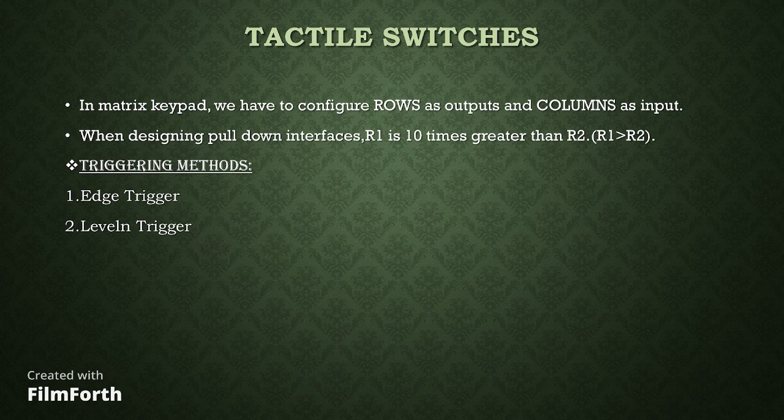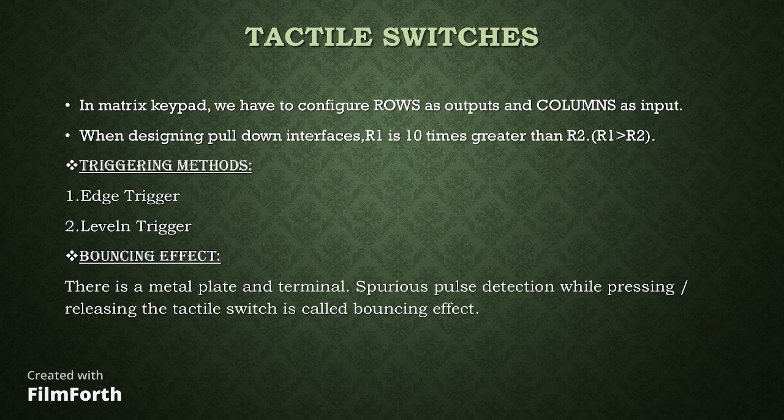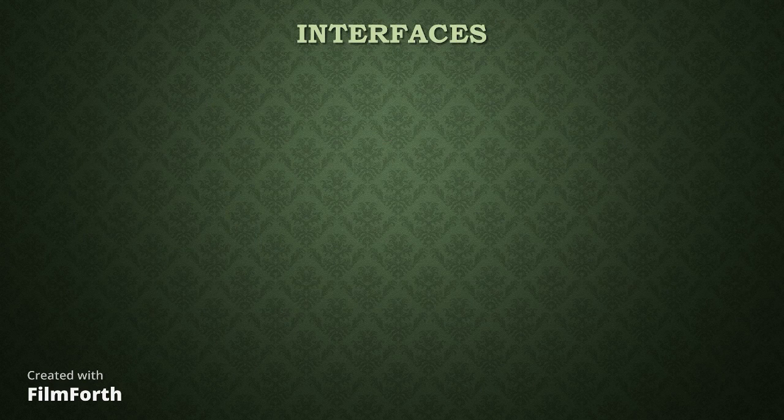Triggering methods. We have different triggering methods like edge trigger and level trigger. Next, we can see about the bouncing effect. That is a metal plate and terminal. Spurious pulse detection while pressing or releasing the tactile switch is called bouncing effect.